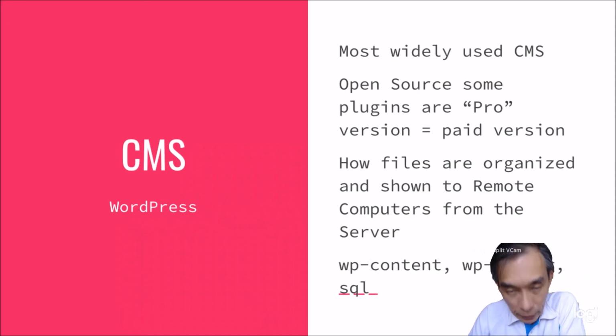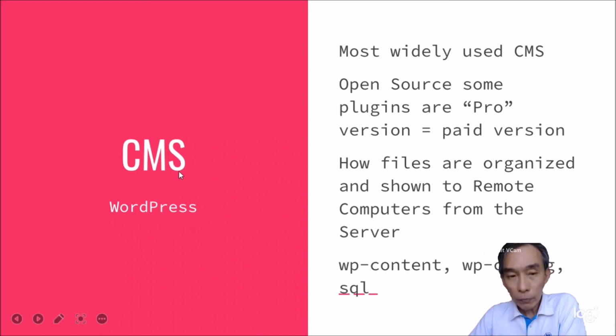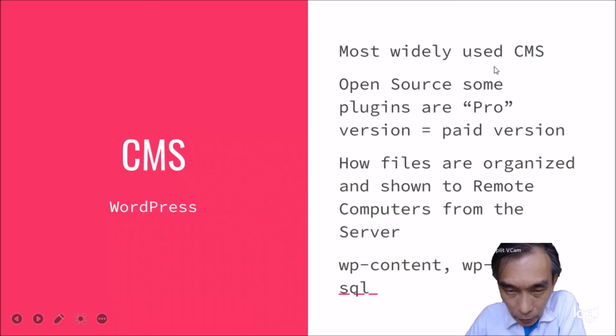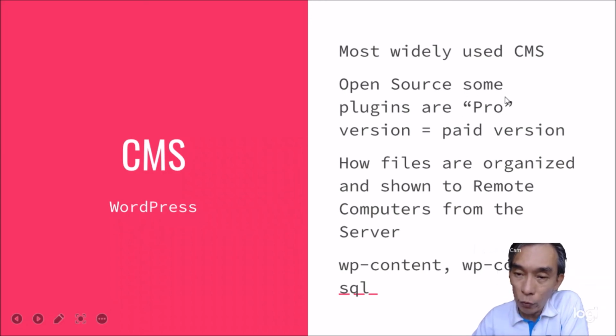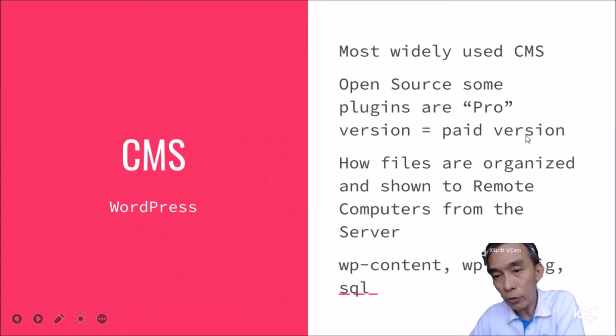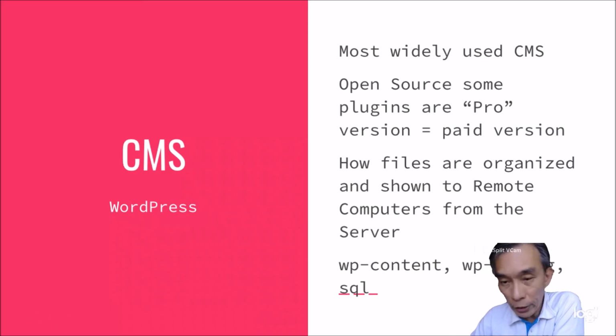CMS is actually a generic term called content management system. An example of a content management system is WordPress. It manages the file system of a website. It's an open source system, free of charge, developed by many people over years. Some of the plugins incorporated in the WordPress system are the Pro version. The Pro version usually is the paid version. You have to pay for a more enriched experience of use, enriched features.